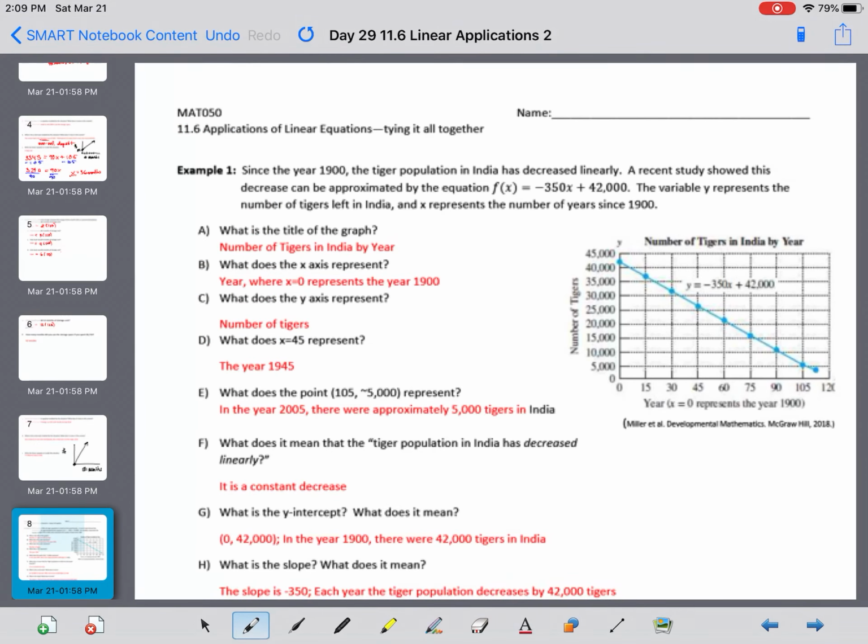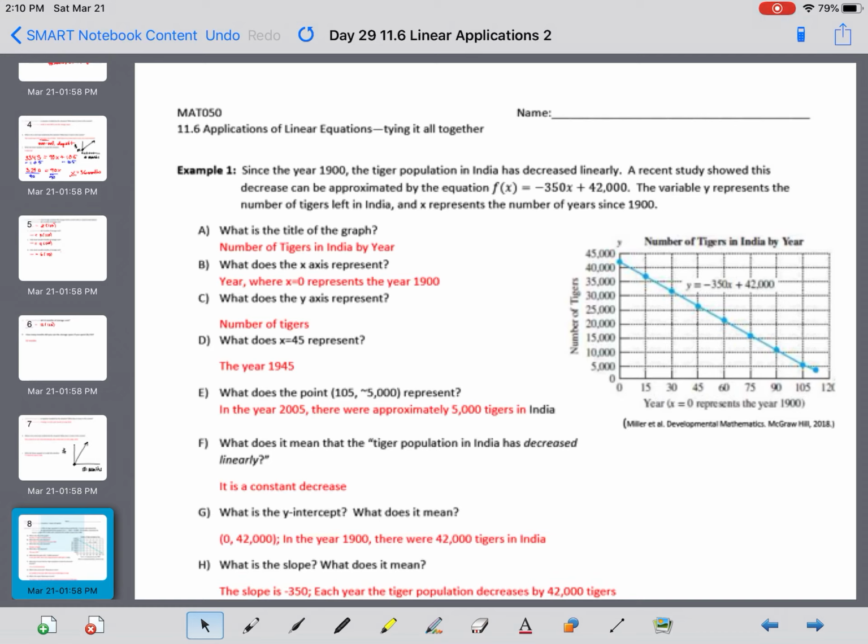All right, so for our lesson today, I want you to go through and work out this 11.6 applications of linear equations tying it all together worksheet. It's two sides. One side is talking about tigers, the other side is talking about hybrid vehicles. Ignore my answers for right now, but take a moment and try to work through those two sides and see if you can really spend some time and interpret what's going on.